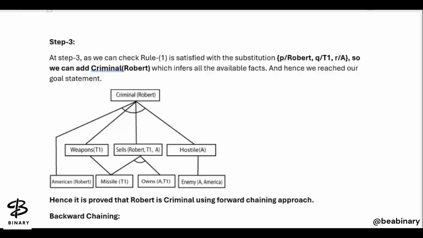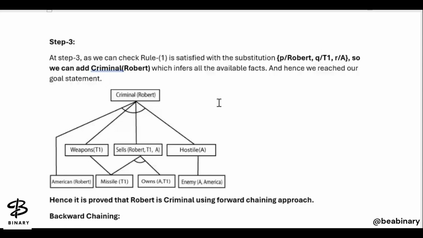Again, you can see here that in the first step we start with the known facts, and we choose the sentences which do not have an implication, such as Robert is an American, right? Country A is an enemy of America and it owns some missiles here. T1 is a missile and T1 is owned by country A.